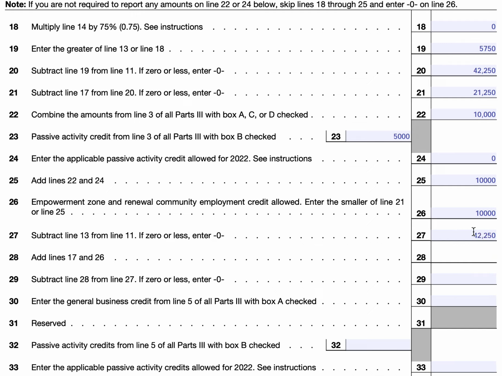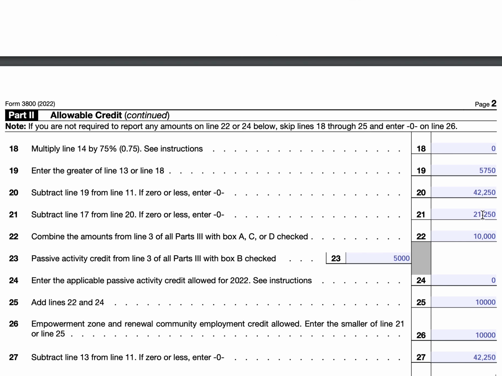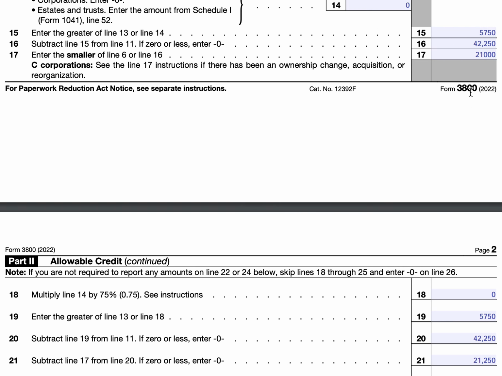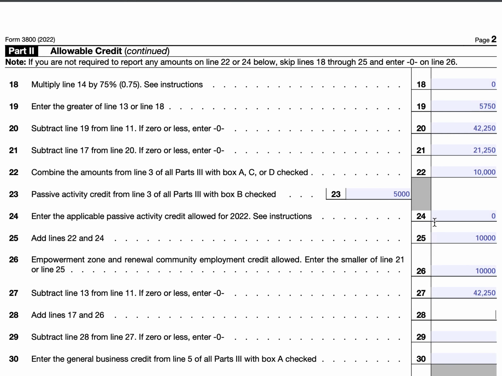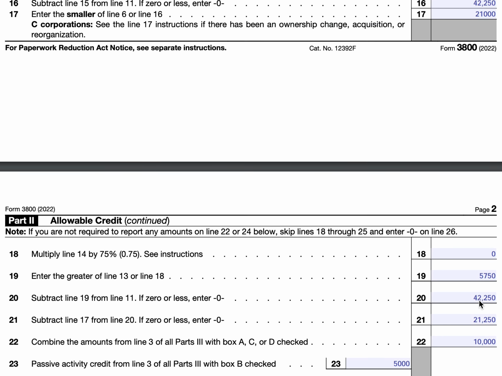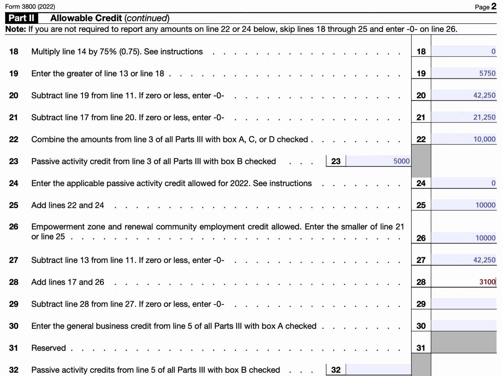If this number is 0 or a negative number, you would enter 0. Now for line 28, you're going to enter the combination of line 17 and 26. So on line 17, we had $21,000. On line 26, we had $10,000, so that's a total of $31,000. Now we're going to subtract line 28 from line 27, and that gives us $11,250.